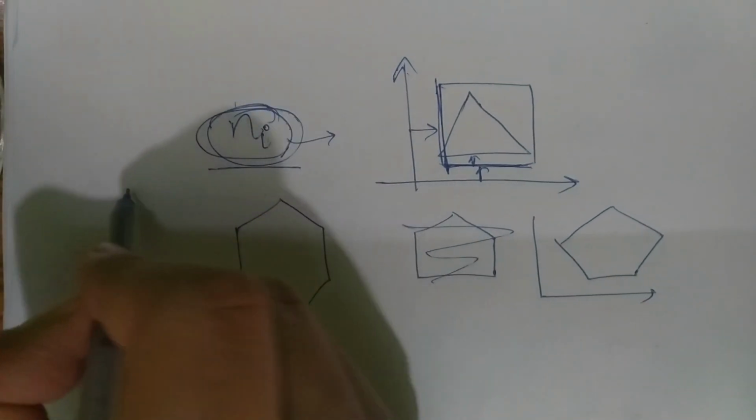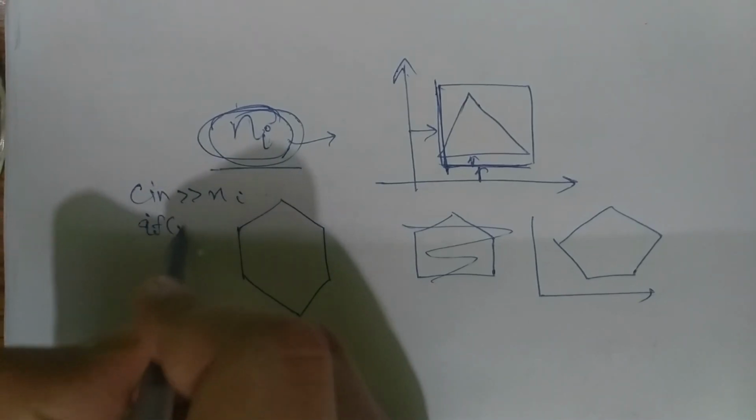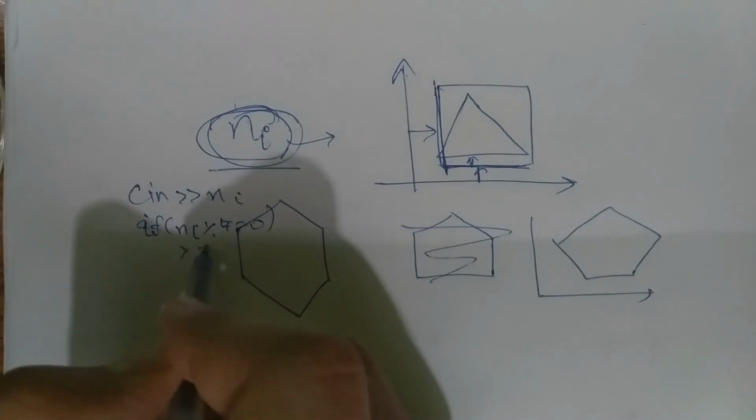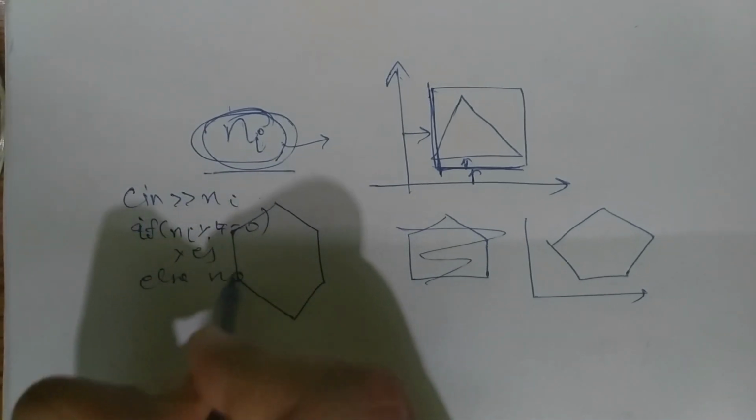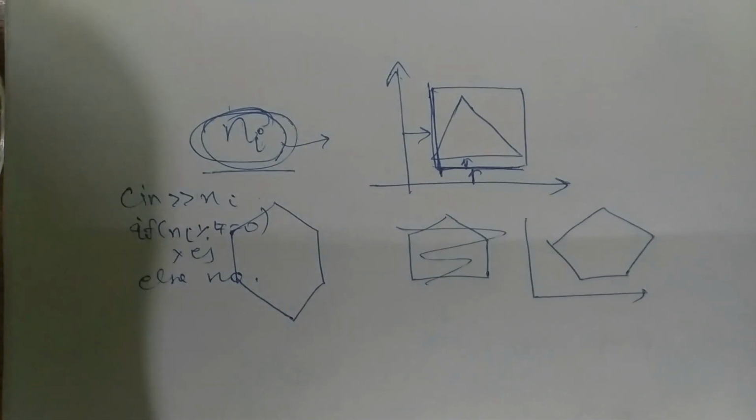You just have to take the input n_i and check if n_i % 4 equals 0, then print yes, else no. That's it. So we'll jump to part B now.